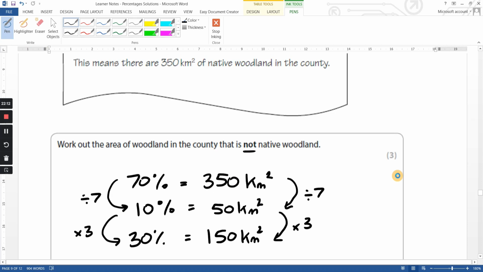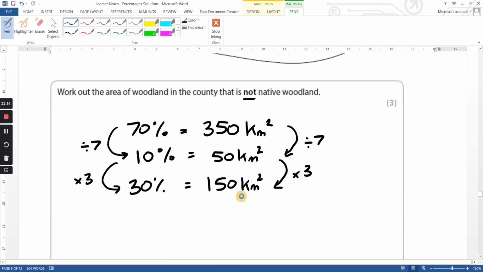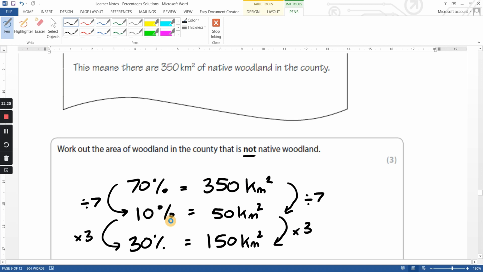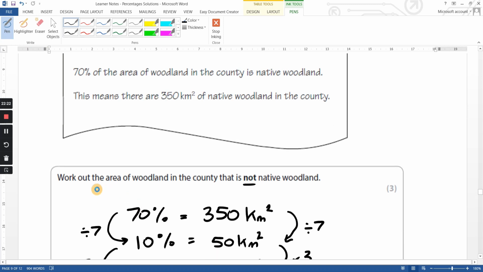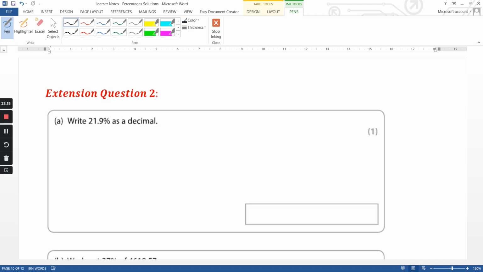So just be careful. Don't fall into that trap of thinking, oh, I'm going to need 100%. That's not what it's asking for. It's asking how much of the area is not native woodland. So it's going to be the rest. Not 70%, but the rest that's left. That's going to be not native woodland.